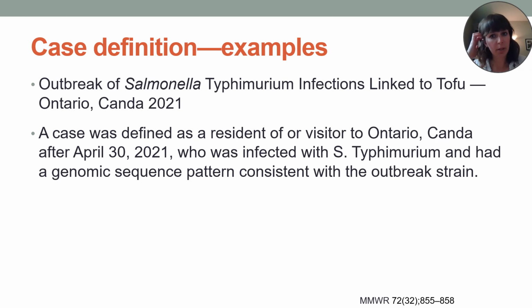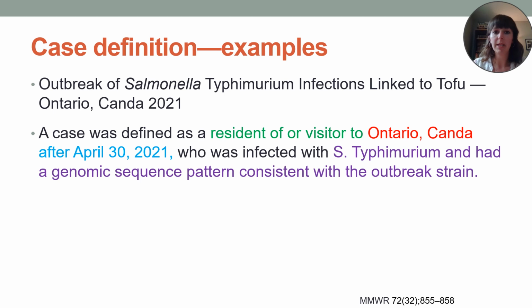So another example comes from a salmonella outbreak in Ontario, Canada, that was ultimately linked to tofu. So in this investigation, a case was defined as a resident of or visitor to Ontario, Canada, after April 30th, 2021, who was infected with a specific strain of salmonella and had a genomic sequence pattern that was consistent with the outbreak strain. So again, let's look at the different components of the case definition.